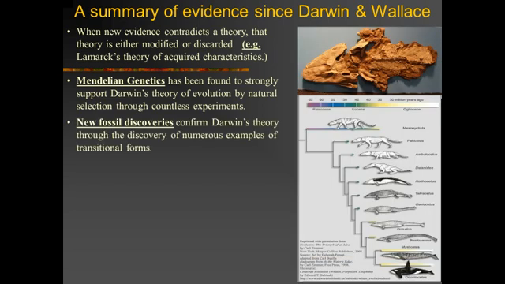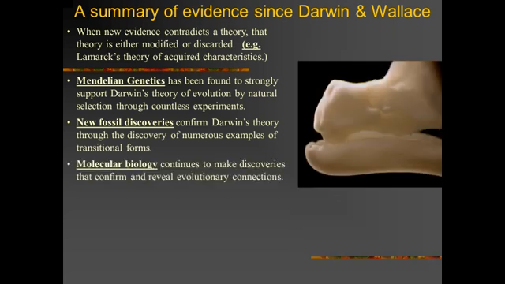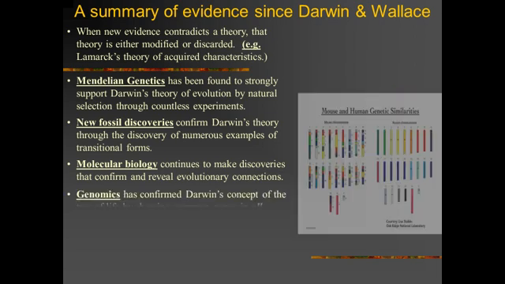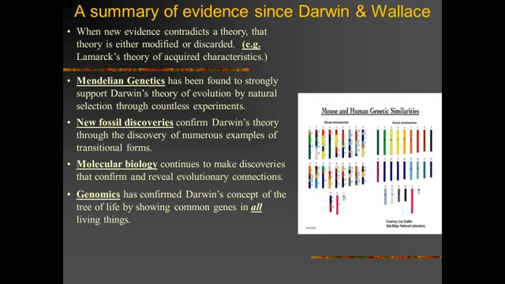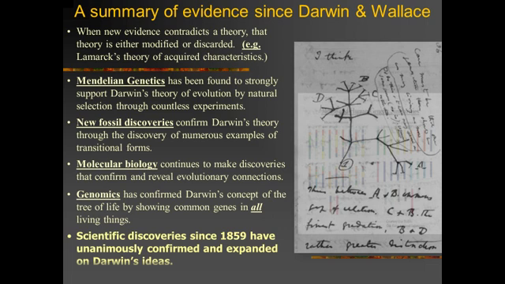New fossil discoveries have been able to pinpoint expected locations of transitional fossils, not only with Tiktaalik, but also with transitional species between modern whales and their land-dwelling ancestors. Molecular biology continues to make discoveries that use natural selection as a powerful model that makes correct predictions. And then the new science of genomics has confirmed Darwin's concept of the tree of life by showing that all living things contain the same genes, and these genes have evolved new uses over time.